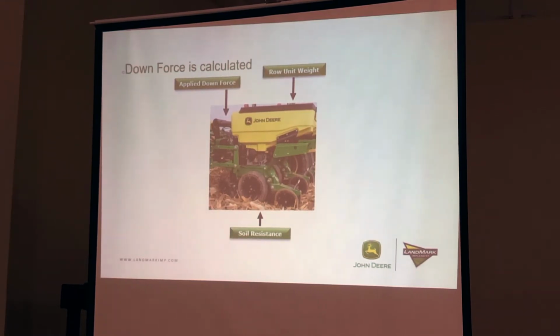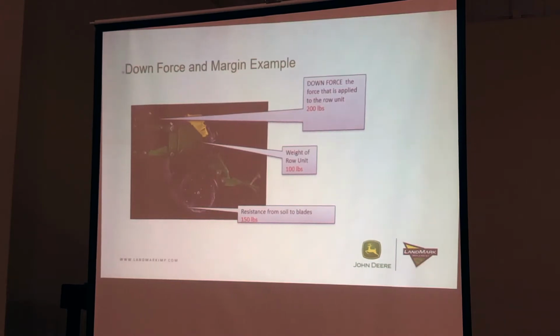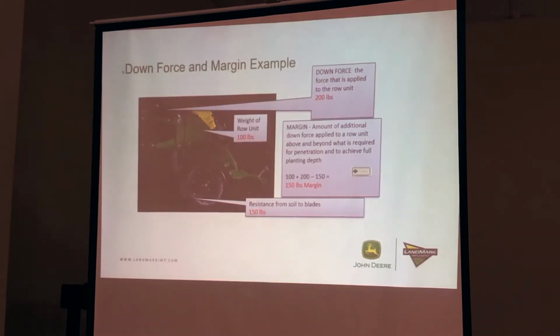So, to calculate margin, you need to add the downforce being applied to the row unit and then subtract the resistance. So we've got a quick problem here for you to figure out. In this example, we have 200 pounds of downforce being applied to the row unit. The weight of the row unit is 100 pounds, and the upforce pushing up on the row unit is 150 pounds. What would our margin be? 150? Yep, 150 is our margin.